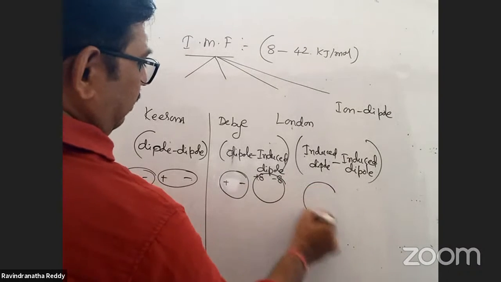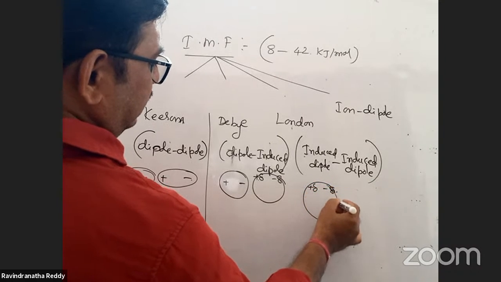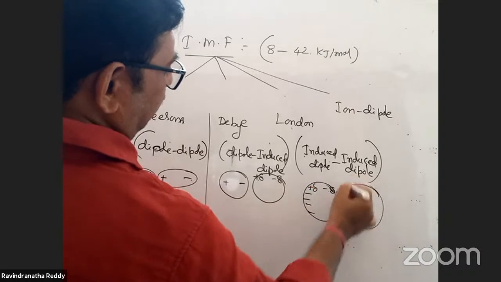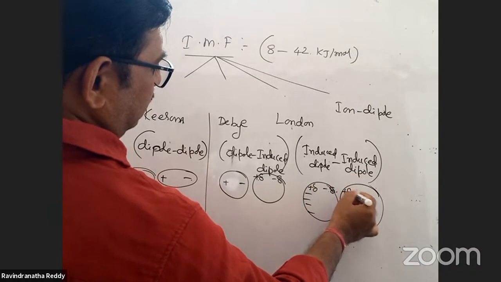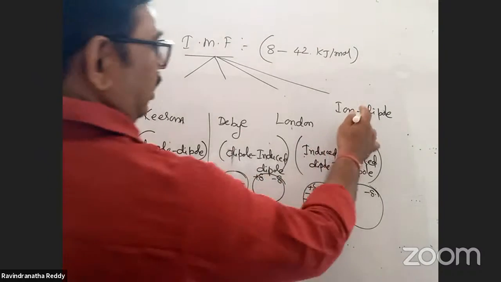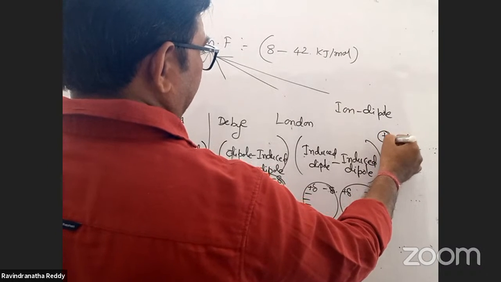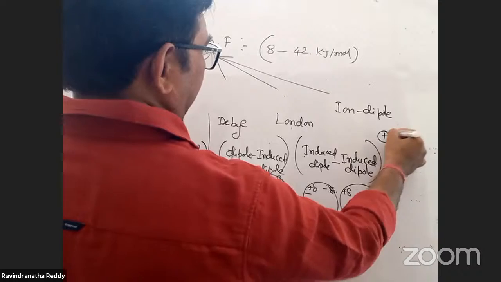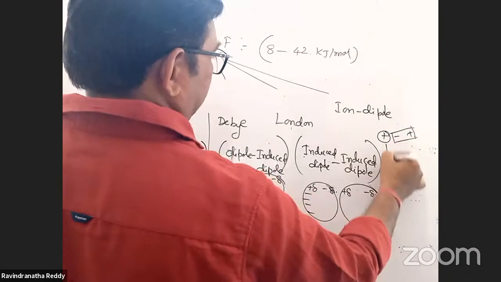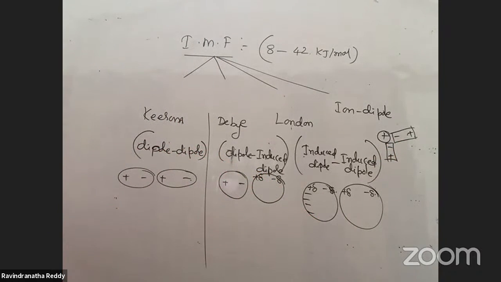At the instant of interaction you are getting charges. Like this, one side is minus, the other plus, partially negative and partially positive. Ion-dipole means a positive charge, a cation, interacting with dipoles. Dipoles mean minus plus minus plus like that. This type of interaction is ion-dipole.